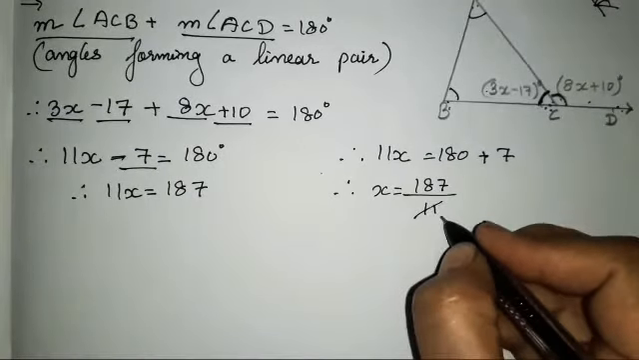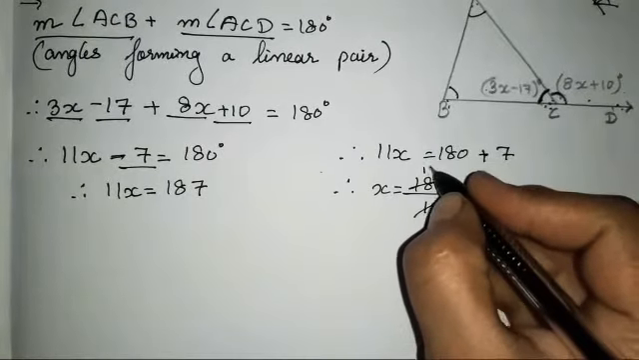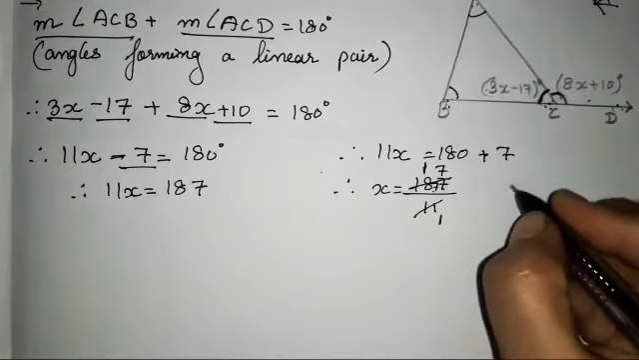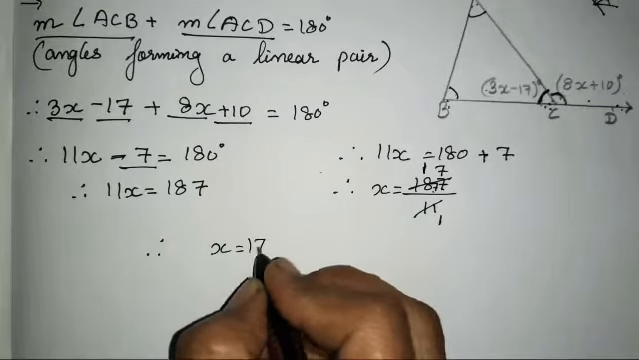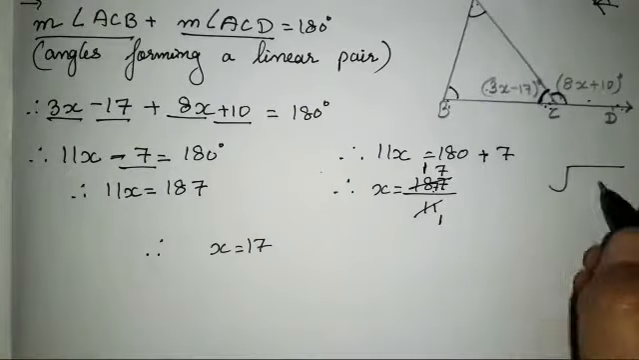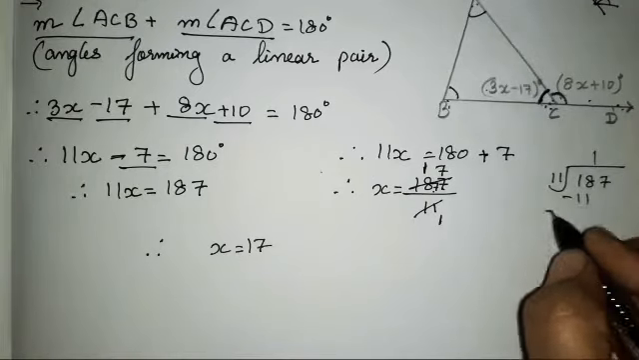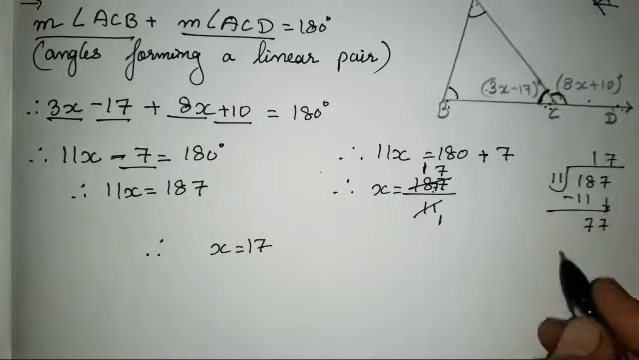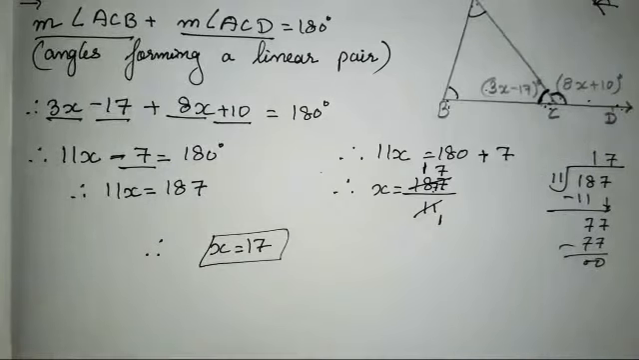Therefore x is equal to 187 upon 11. Okay, so 11 ones are 11, and 11 sevens are 77. So therefore x is equal to 17. If you all are not able to do it in this way, solve it in this way also, children. 11 ones are 11, 11 sevens are 77. So we have got x as 17.